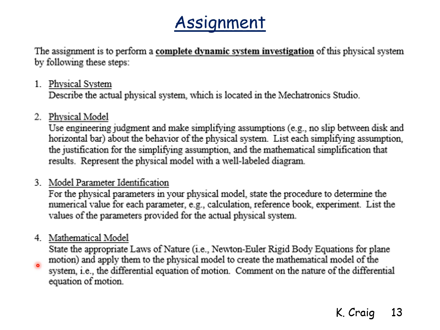And the physical model is an approximation of the physical system. When we solve the equations to predict the behavior of the system, we're predicting the behavior of the physical model, not the physical system. Comment on the nature of the differential equation of motion. If there are more than one, most likely they'll be coupled, but almost always they will be nonlinear, solvable using MATLAB Simulink.